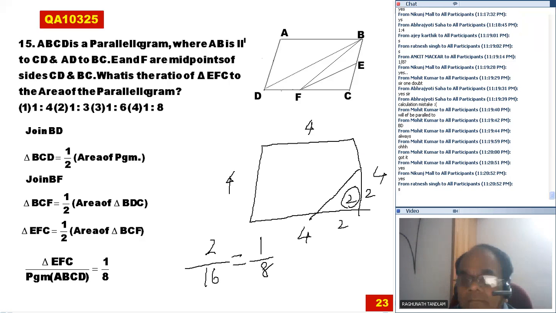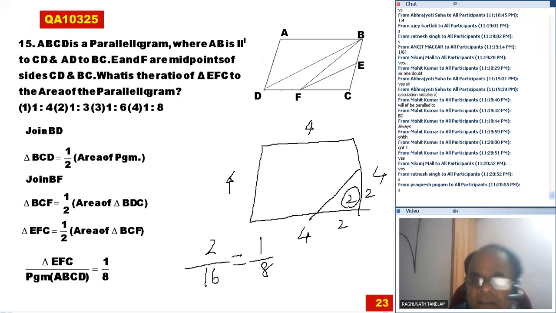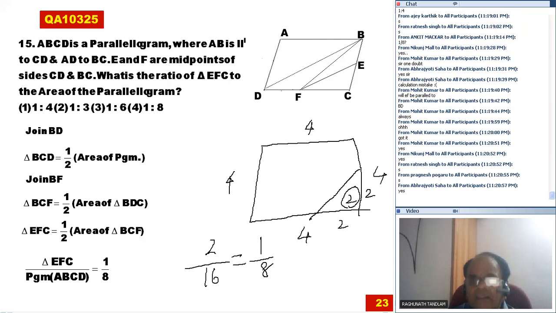That's all. Use it. If not, what comes with it, I should use that. As long as there's no choice which says cannot be determined, none of this, I can always assume it to be a square.